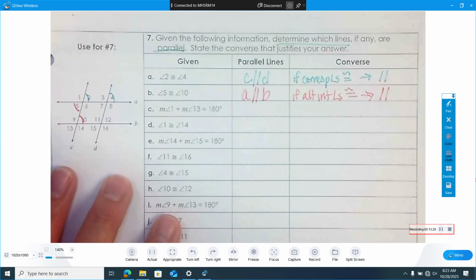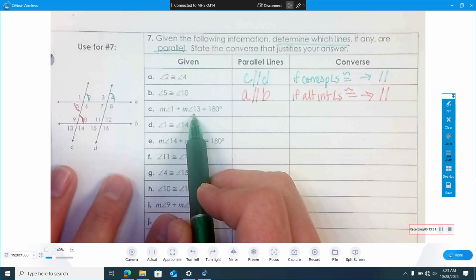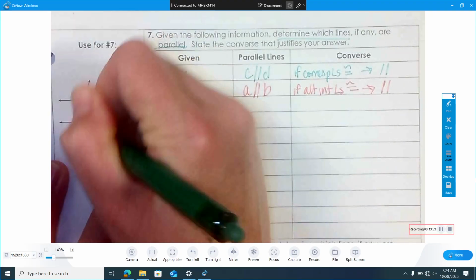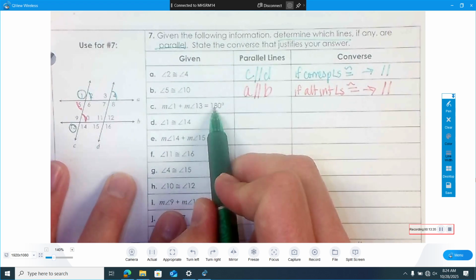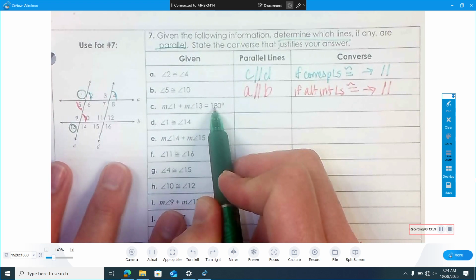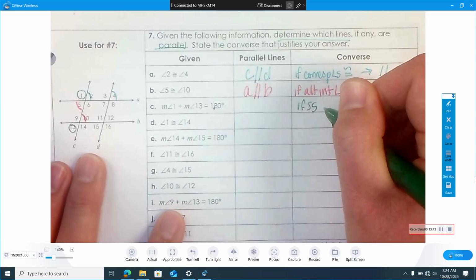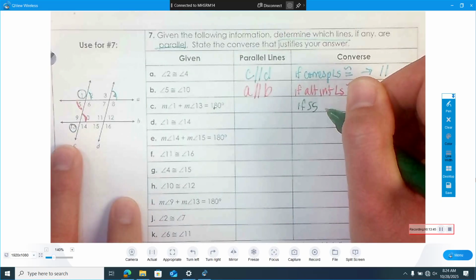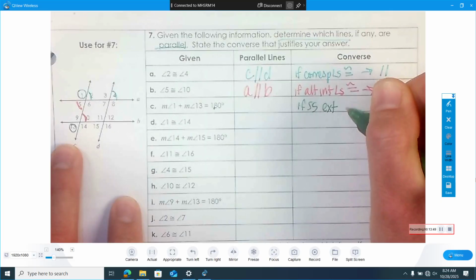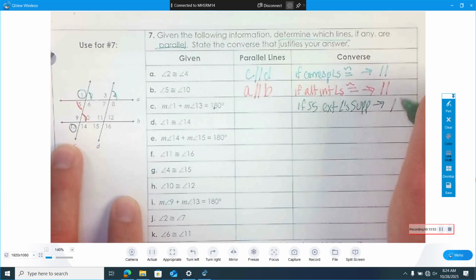Good. All right, let's see. The measure of angle 1 plus the measure of angle 13. So here's angle 1 and angle 13. Add to be 180 degrees. That's good. What's that mean? Supplementary. Okay, so same side exterior. If same side exterior angles are supplementary, then again we get parallel lines.